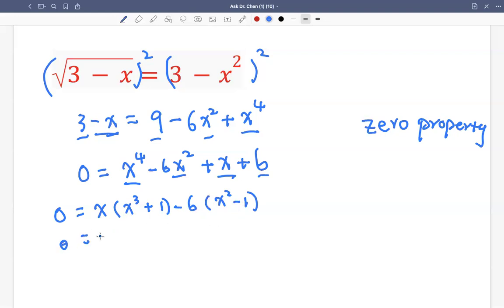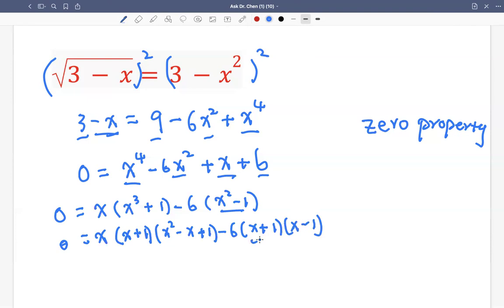Okay, so from this one, the sum of 2 cubes can be factored as x plus 1 times x squared minus x plus 1. And this is a difference of 2 squares. So minus 6, x squared minus 1 can be factored as x plus 1, x minus 1. Okay, bingo, you see a common factor. So now let's factor out this common factor, x plus 1. So we have x times this one.